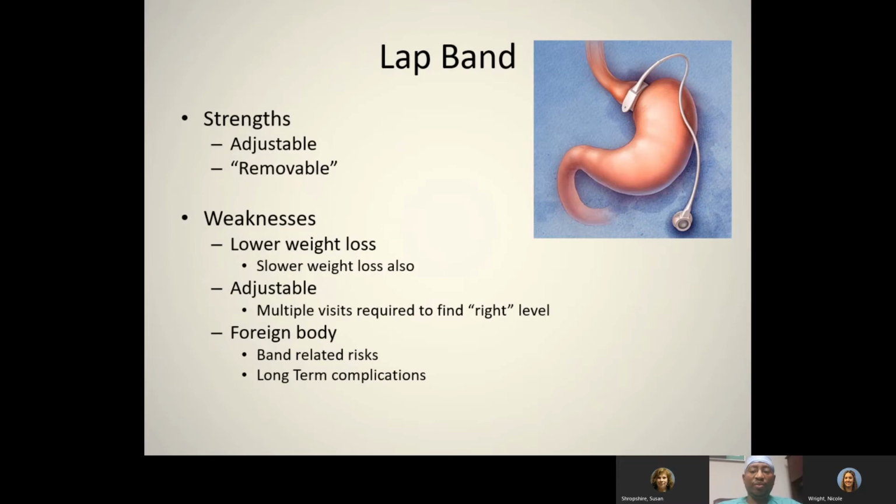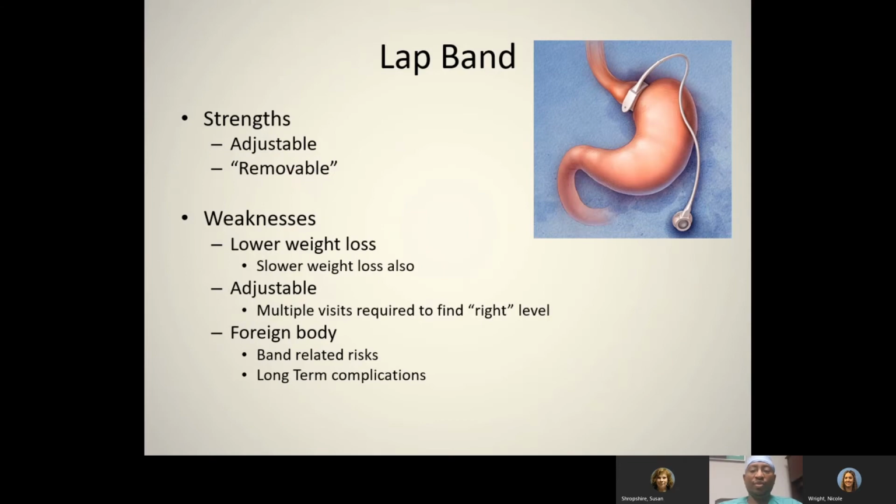The problems we found with it, however, were it didn't work as well as the other procedures we do, mainly the sleeve and the bypass. Although some people had good results with it, on the whole, the weight loss was lower overall, and it was also slower. And then that adjustable part can be kind of a negative, because it means you have to come to the office, get poked with a needle so we can inflate the balloon.